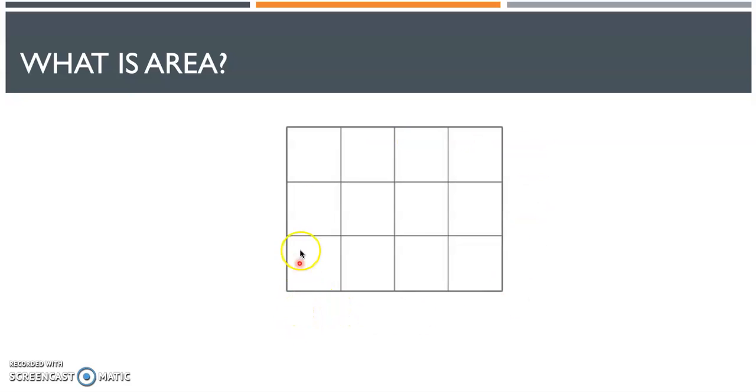So conveniently, there's some blocks inside, and to find the amount of space in units that is inside of this rectangle, all we have to do is count these blocks. Ready? So let's do that. 1, 2, 3, 4, 5, 6, 7, 8, 9, 10, 11, 12. So it took 12 of these units to fill up this rectangle. And like I said, that means that the area is 12 units squared.